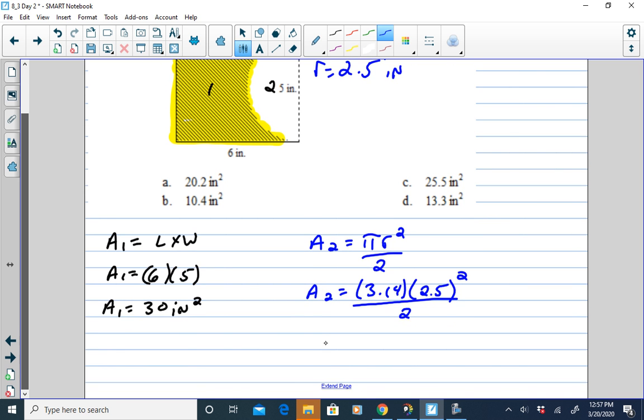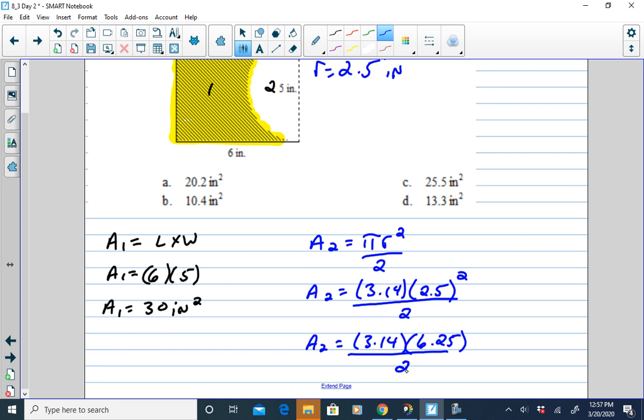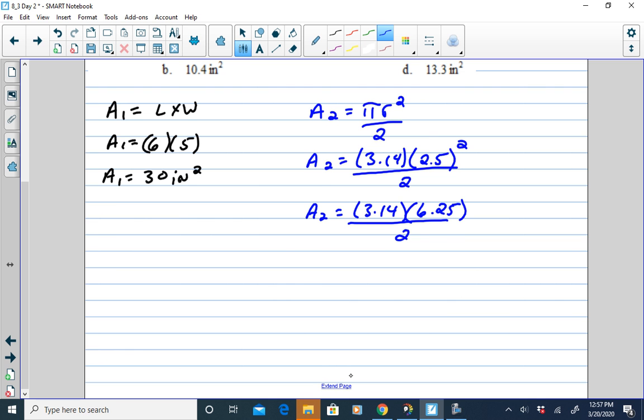So area 2 is going to be equal to 3.14 times, we're going to do 2.5 squared first, so that's 2.5 times 2.5 if you're using your calculators. So that's 6.25 when we take 2.5 and we square it. Then we have to divide that by 2. So that's 3.14 times 6.25, divided by 2. We wind up with area 2 being 9.8125. Those are square inches.